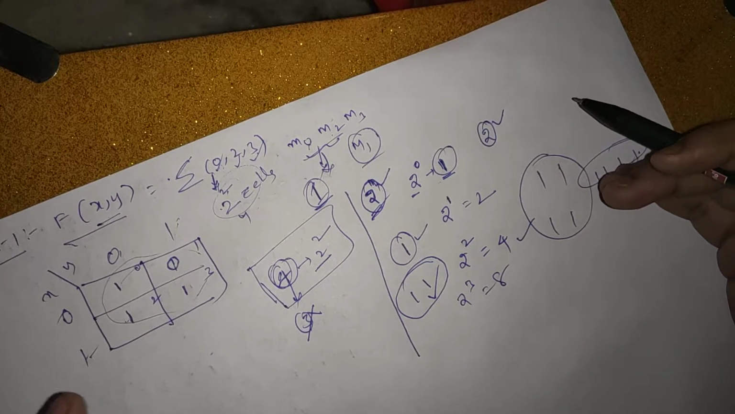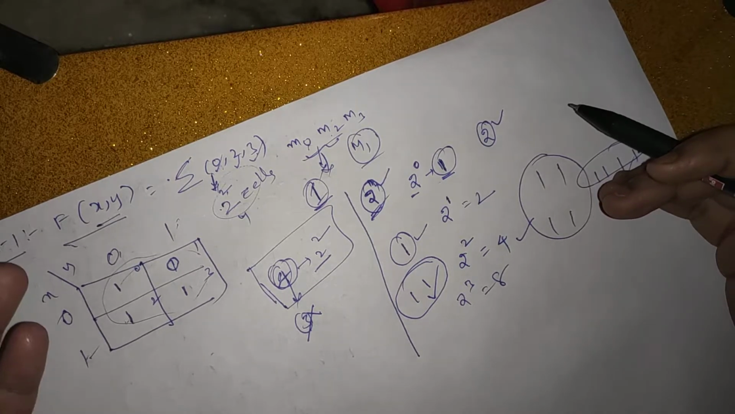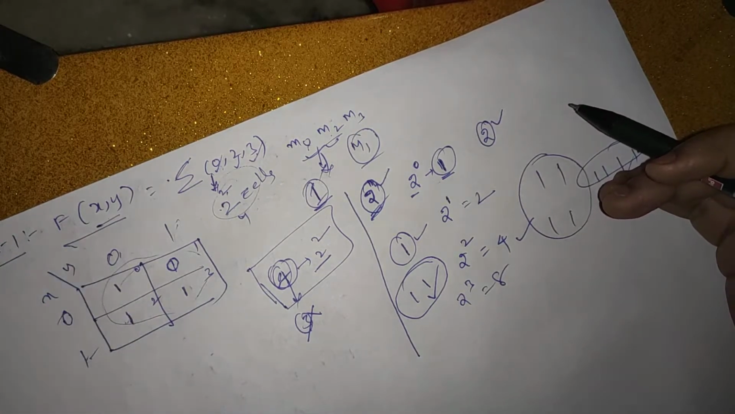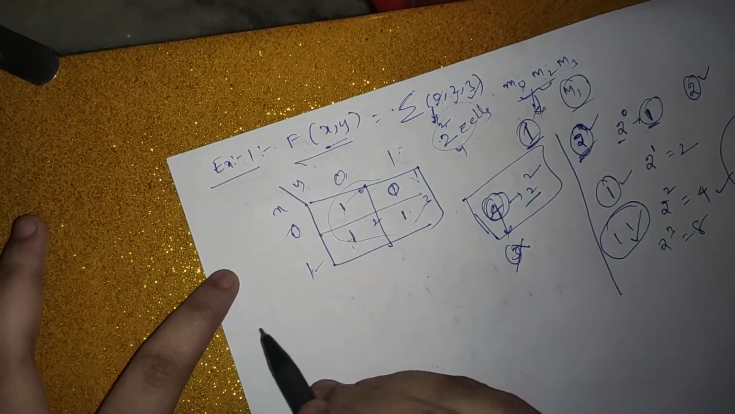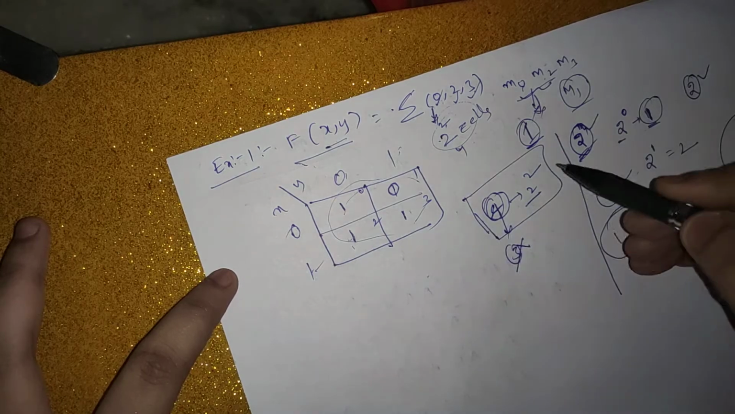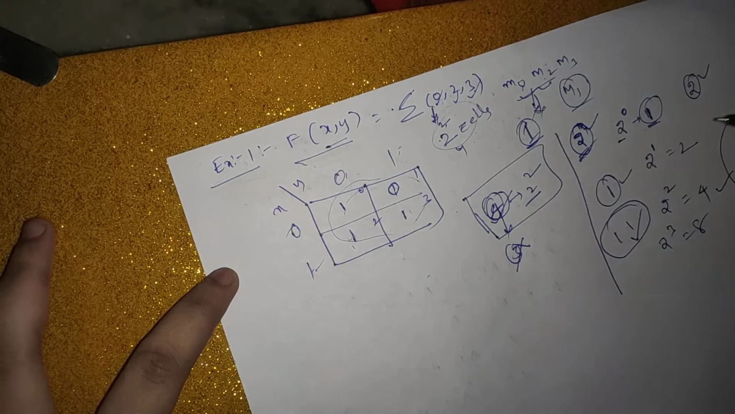There is no possibility of pairing 6 ones. There is no possibility. Here also, if you see, 3 ones are there, so there is no possibility of pairing 4. So go for the 2 pairings.